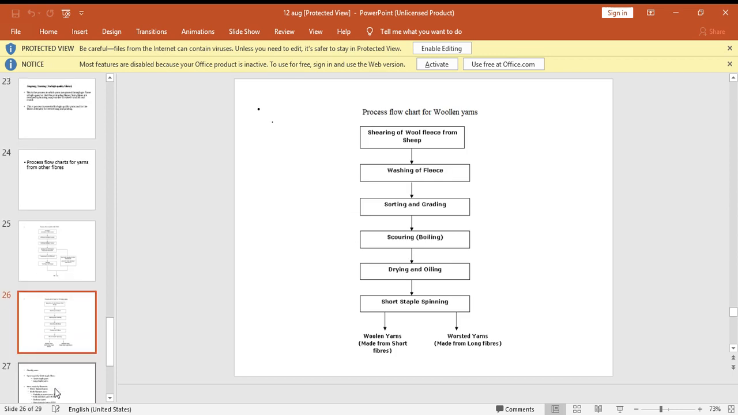Then next, the process flowchart for woolen yarns. That is shearing of wool fleece from sheep, washing of fleece, then sorting and grading, then scouring or boiling, then drying and oiling, then short staple spinning. That means woolen yarns are made from short fibers and worsted yarns are made from long fibers.